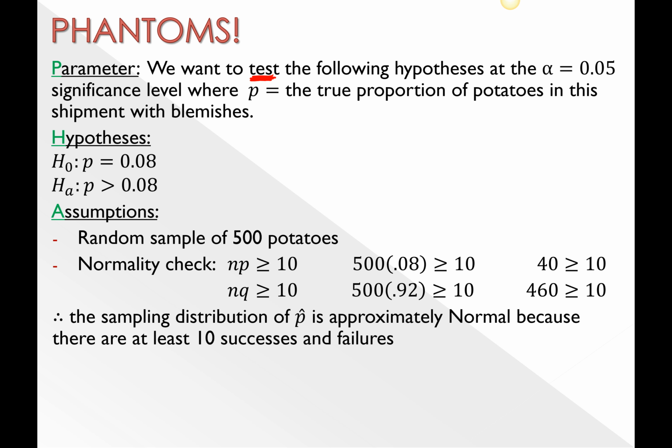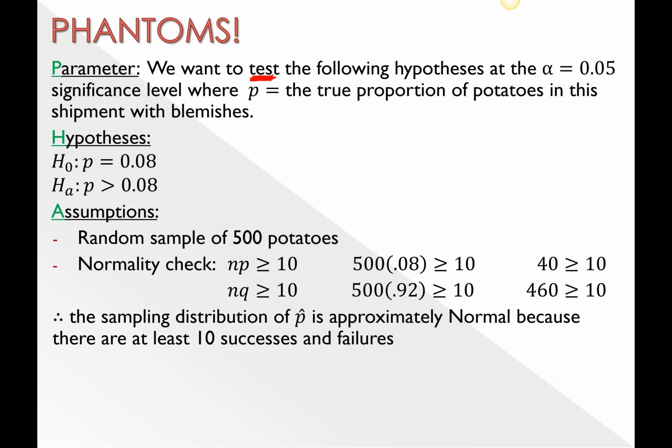Since we both have successes greater than 10 and failures greater than 10, we're going to be able to say that the sampling distribution of p hat is approximately normal. So this is us doing the background work, trying to figure out whether we can go through with this hypothesis test. And the answer is yes, because our assumptions have been checked. We know that we are looking for evidence to see if that proportion is greater than 0.08.